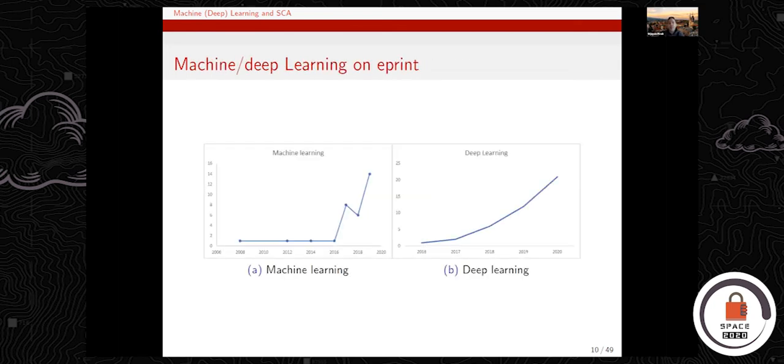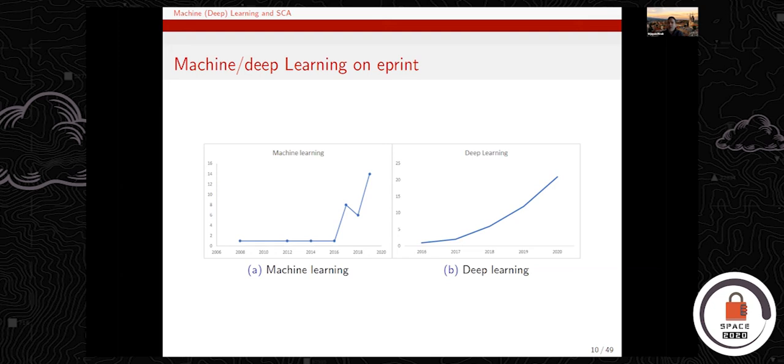And this is also one thing that I actually added this morning because I think it could be interesting. I did a search on ePrint looking for mentions of machine learning or deep learning in the titles of papers. What we can see is that machine learning for sure appeared before, already in 2008 people were using the term, but the number of papers was very small, and even in 2020 or so, let's say we have 20 papers a year.